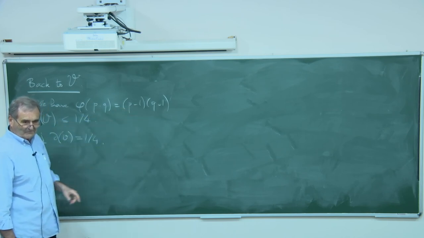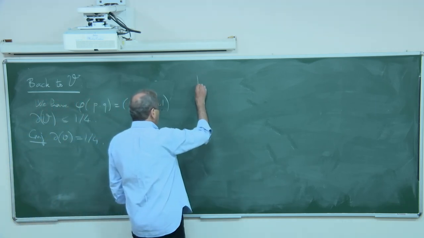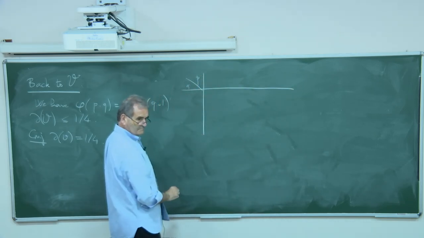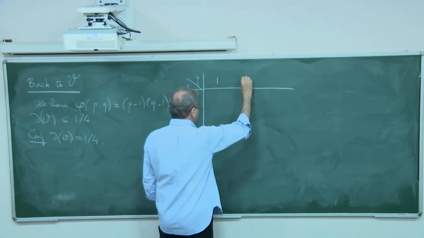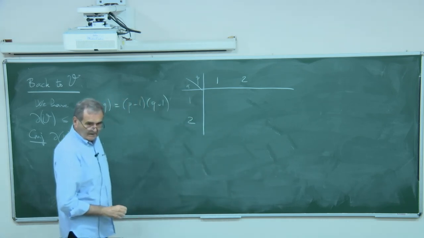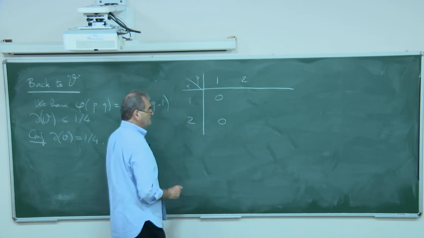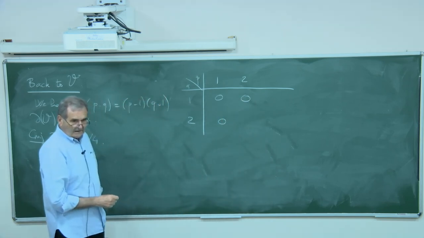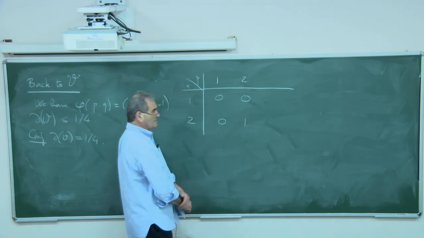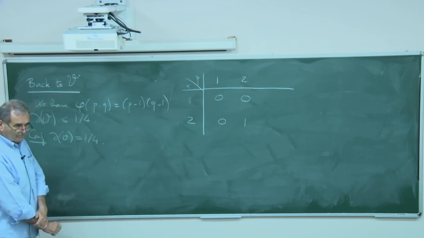I told you this is divisible by 4, but there are also some other things you can see. If you look at P and Q, I look at them mod 3. P mod 3 is 1 or 2, and Q is 1 or 2. If it is 1, P minus 1 is 0 mod 3, and this is 0 mod 3. And if it is 2, P minus 1 is congruent to 1, and this is congruent to 1. This means that (P minus 1)(Q minus 1) is never congruent to 2 mod 3.